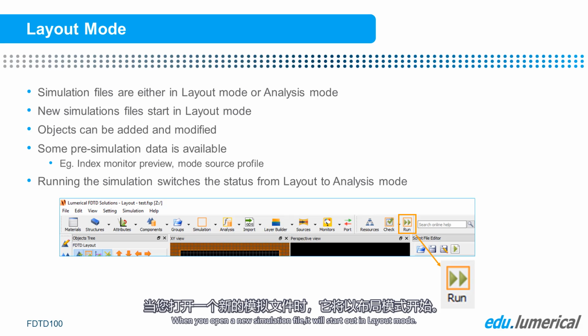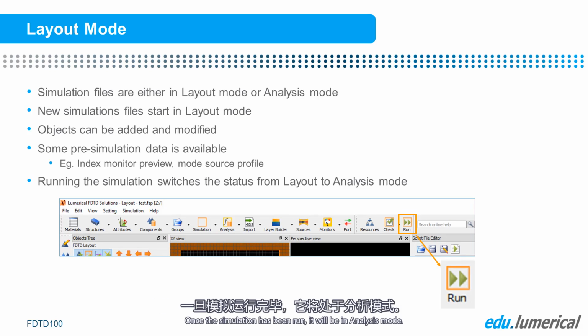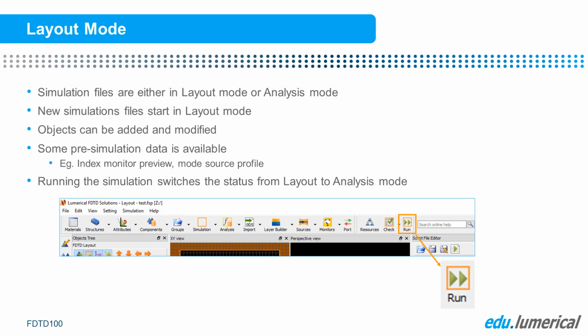When you open a new simulation file, it will start out in layout mode. Once the simulation has been run, it will be in analysis mode. Layout mode is the state of the file while the simulation is being set up and the simulation objects are being modified, and analysis mode is the state of the file after running the simulation when the simulation data is available to collect and analyze.